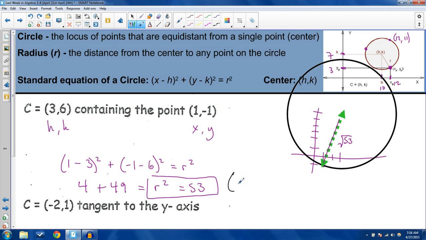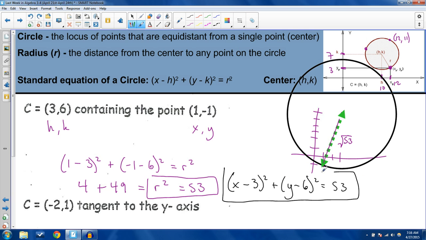So our final equation is any x, any point on the circle in the x direction, minus 3 squared plus any y point paired with your x on the circle, minus 6 squared, equals r squared, which is 53. They do not ask us to graph it. However, I think I just kind of did a graph like that.